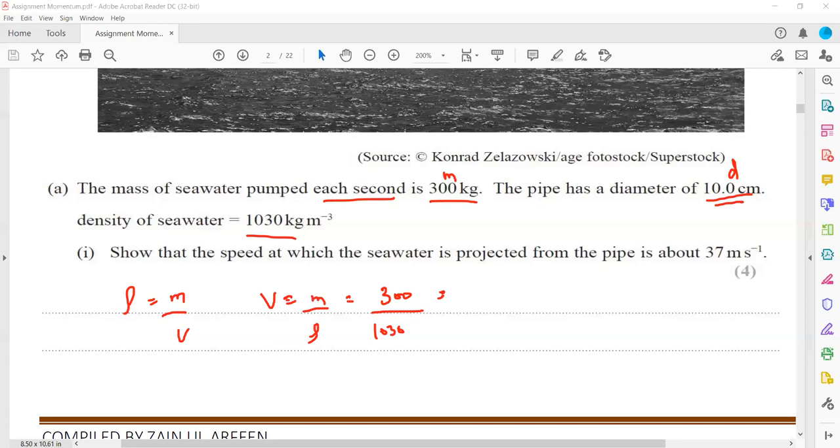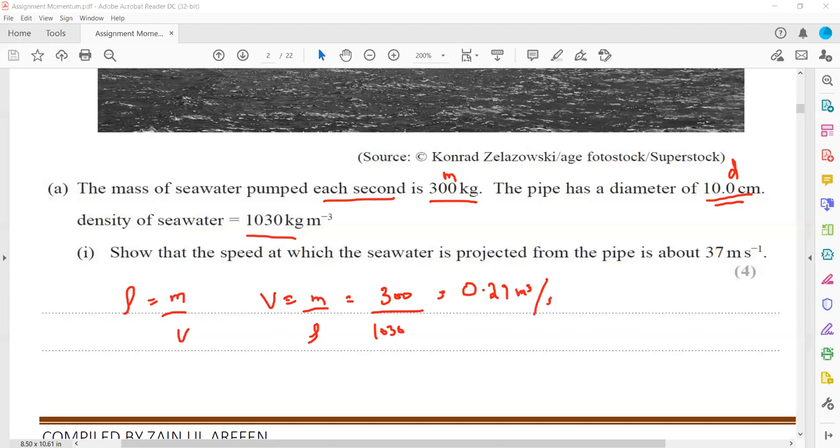So this will be 0.29 meter cube per second. Why? Because that's a volume which is coming out.